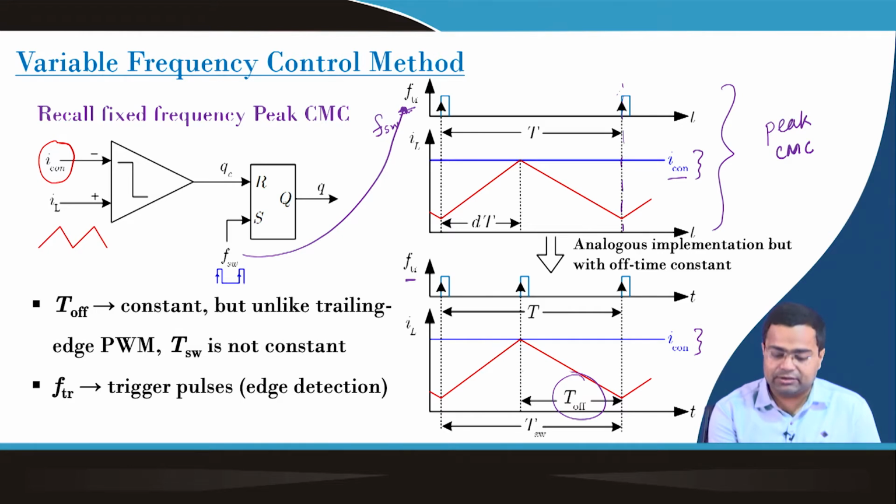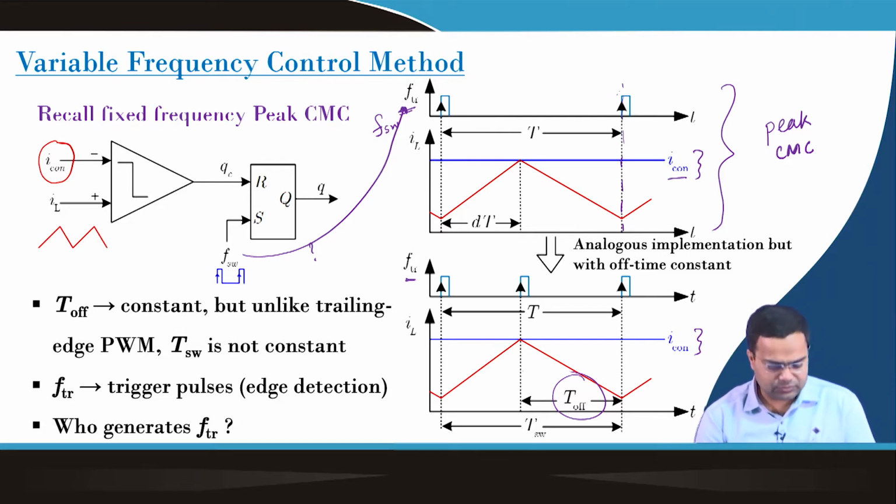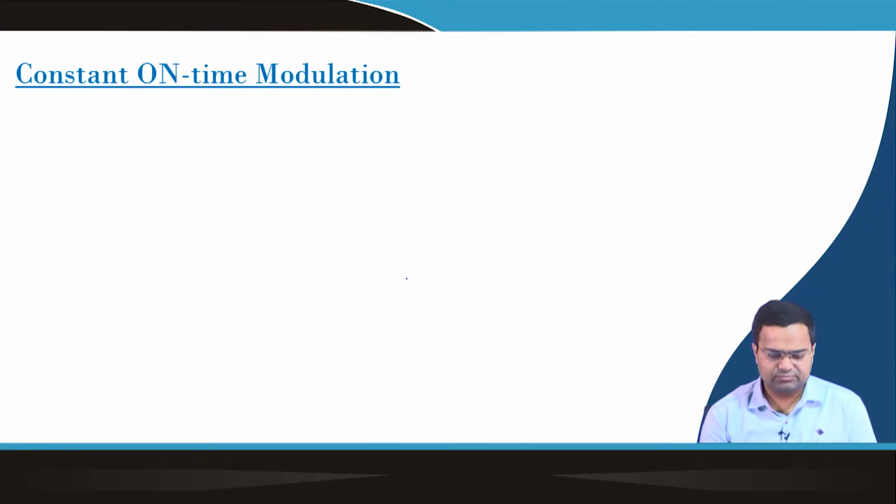Now, how do we generate the trigger pulse? Earlier it was a switching pulse from a fixed frequency clock, but here this trigger pulse is not a fixed frequency pulse. How does it come? Who generates this trigger pulse? So, we first want to consider constant on time modulation.